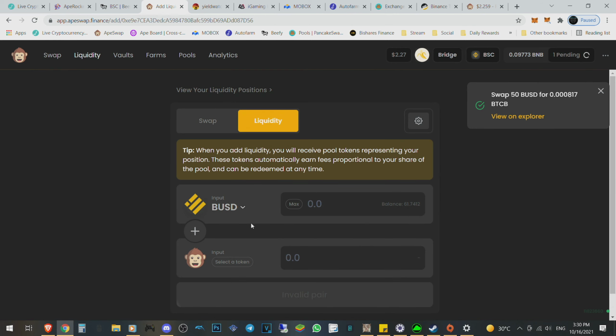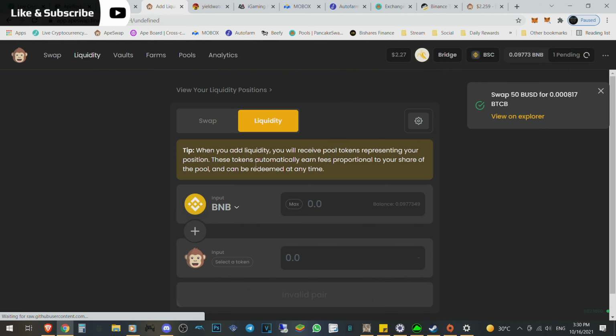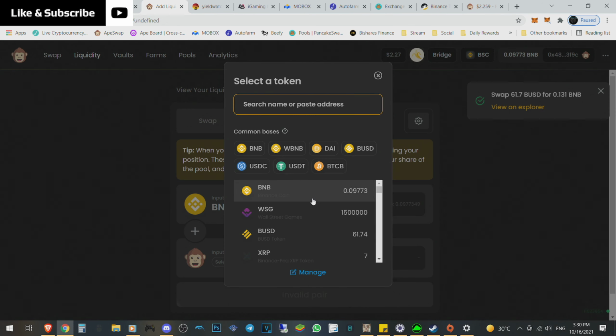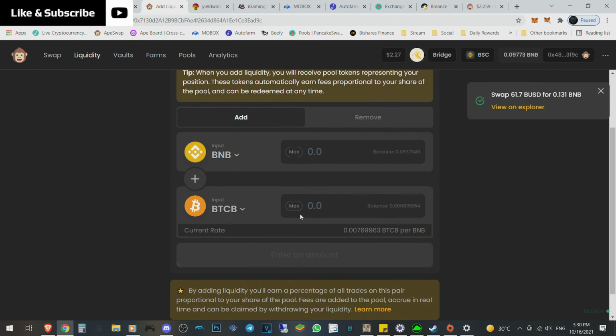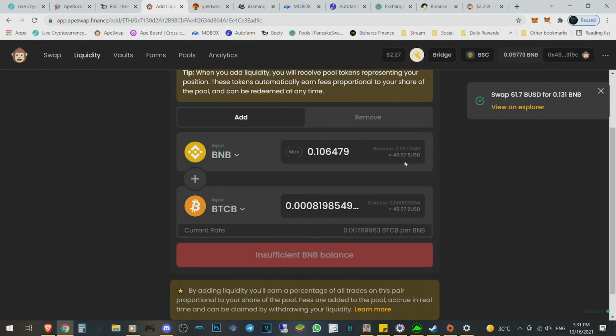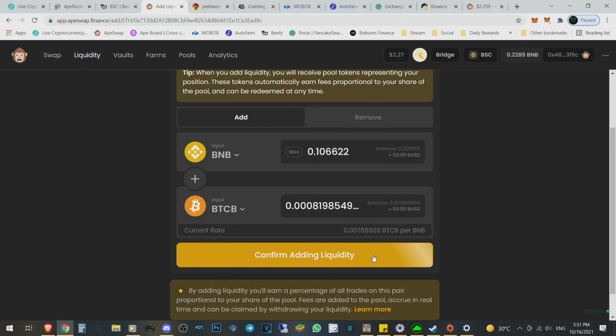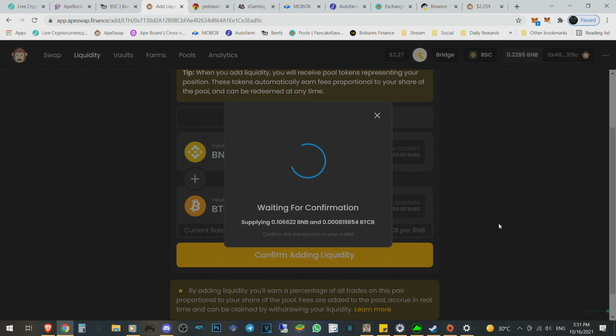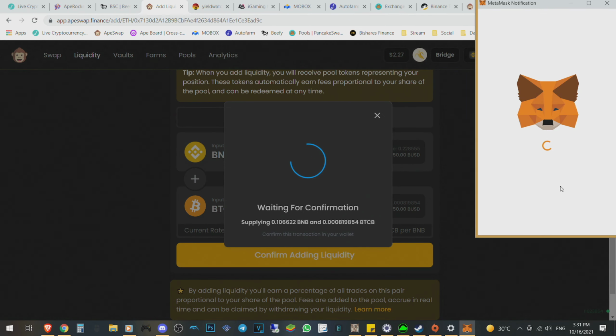So we're going to liquidity over here. The first one has to be BNB. The second one has to be BTCB over there. Click max on BTCB. It can't be insufficient balance. I bought way more BNB, so you just have to give it a second. There we go. Confirm liquidity. Confirm supply.